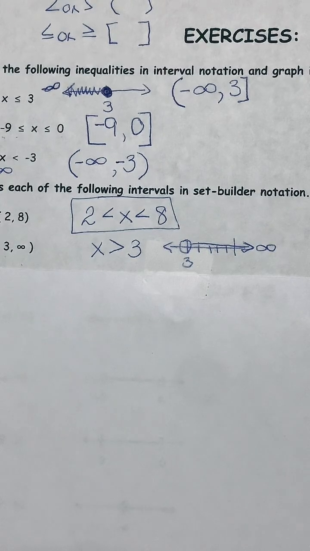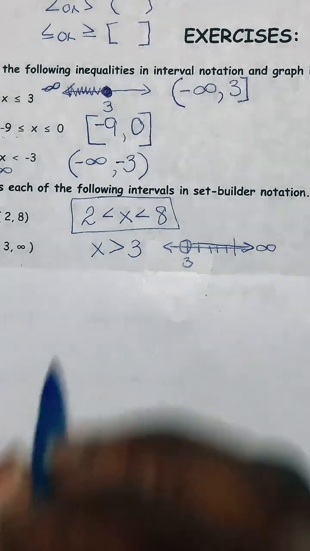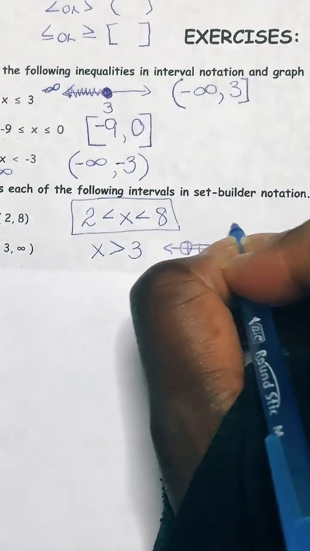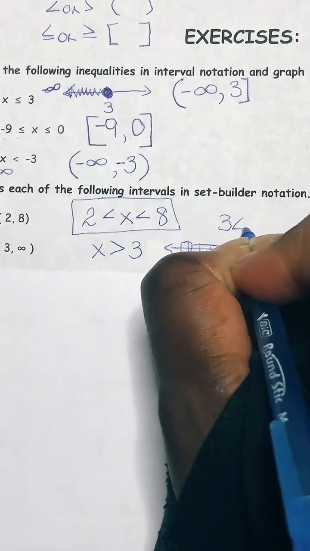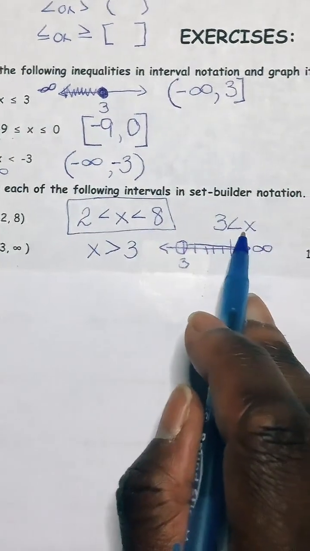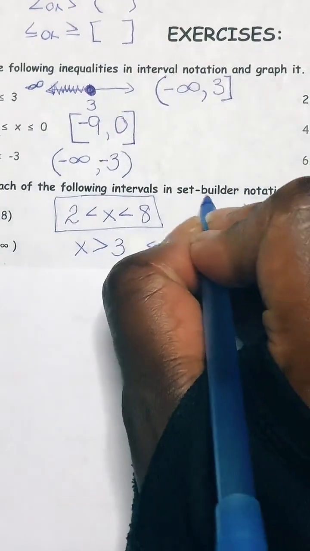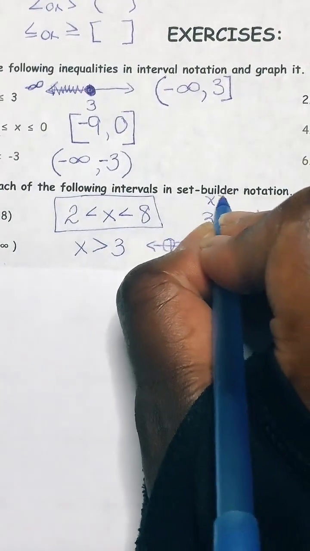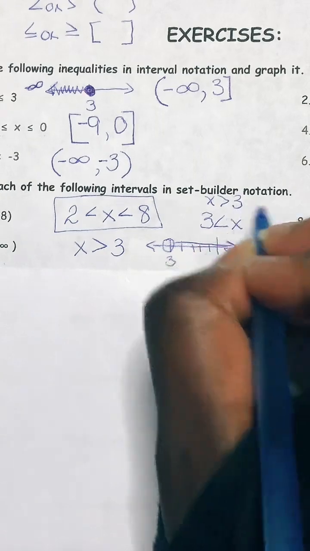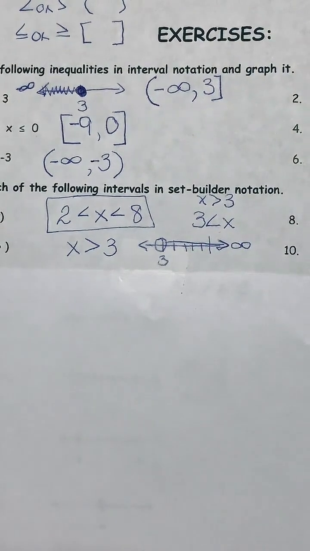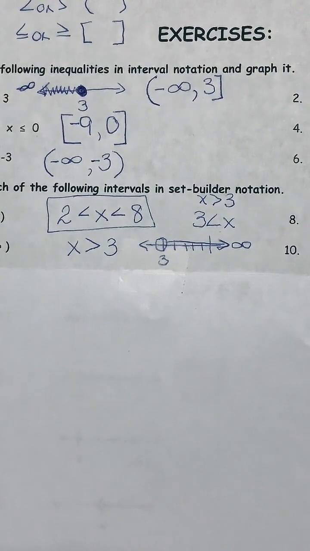Okay, how do you feel? Okay, could you write it like 3? Yes, you can. 3 is less than x. Yes, you can. That's still correct. Because if I write it as 3 is less than x, if I reverse this, I got my x, the sign changes, and I got my 3. Okay, so yes, that is still correct.